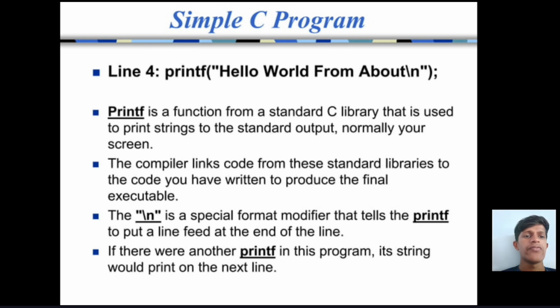Fourth line, printf("Hello world from about\n"). printf is a function from the standard C library that is used to print strings to the standard output, normally your screen. The compiler links code from these standard libraries to the code you have written to produce the final executable. The \n is a special format modifier that tells printf to put a line feed at the end of the line. If there were another printf in this program, its string would print on the next line.